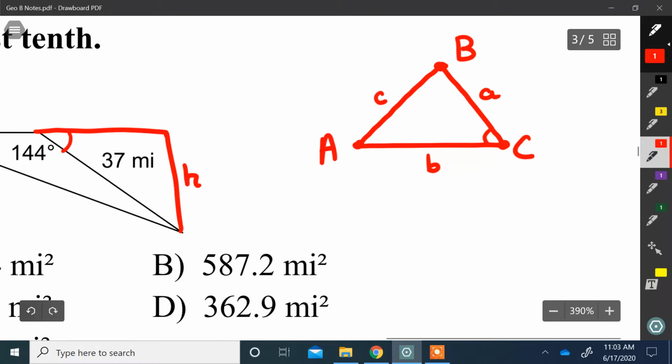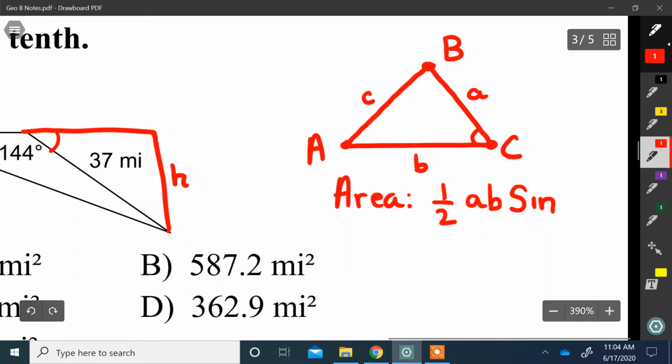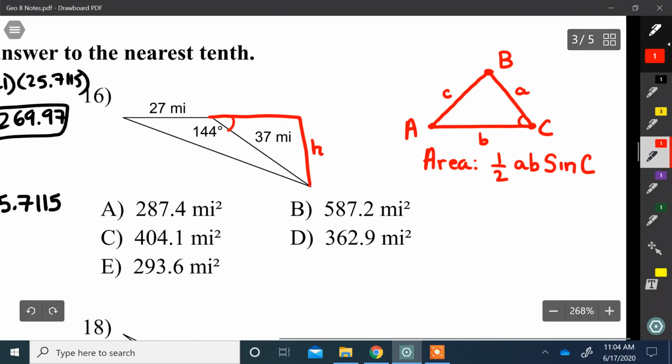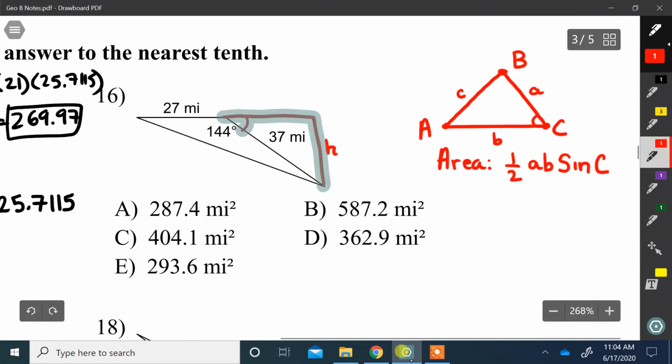And here is the formula. Okay, ready for this? The area using the formula is the following. It's half times little a times little b times sine of my big C. Let's see if I can actually use that formula in here. But we have to identify what we have.